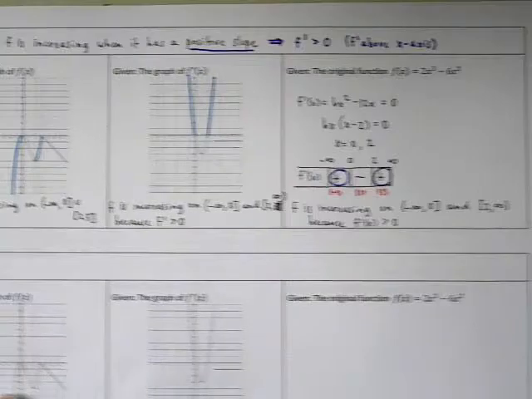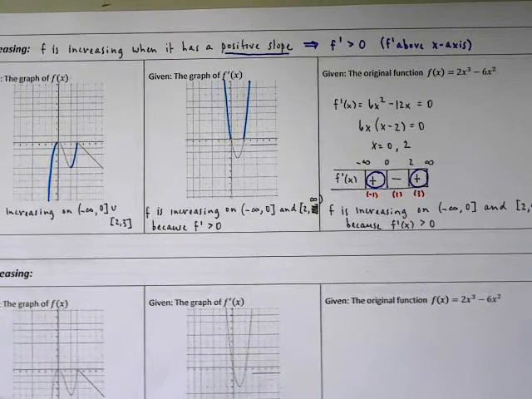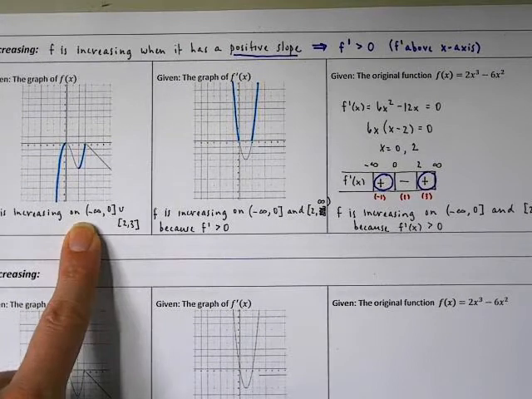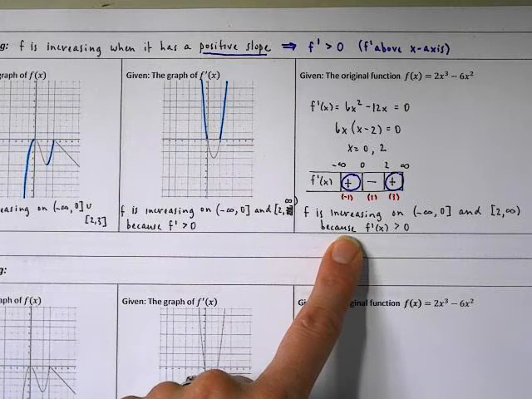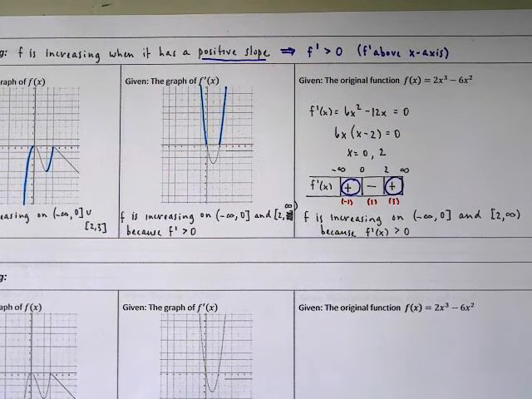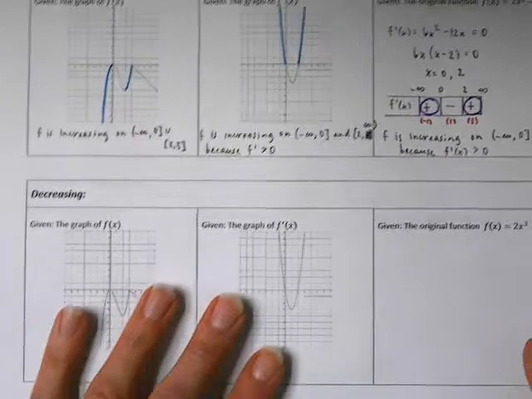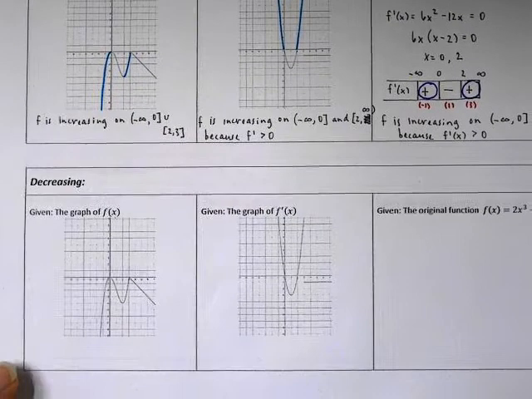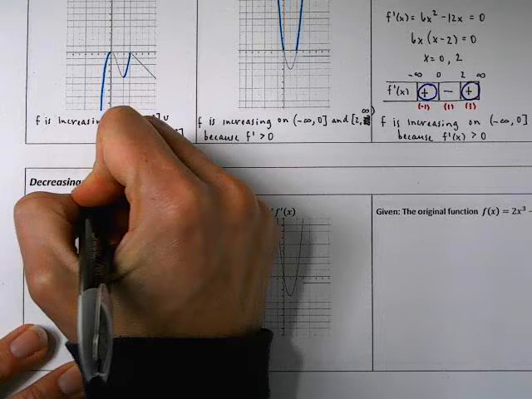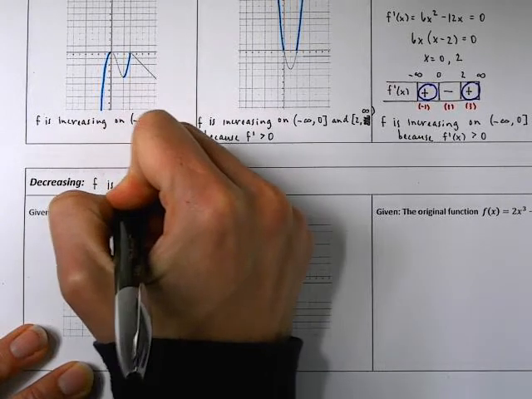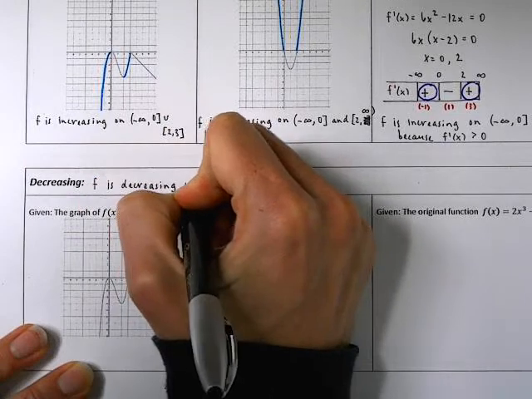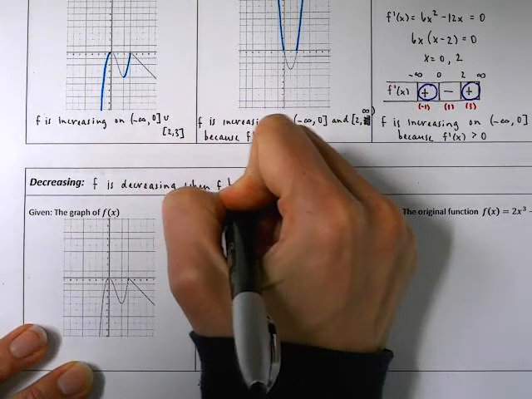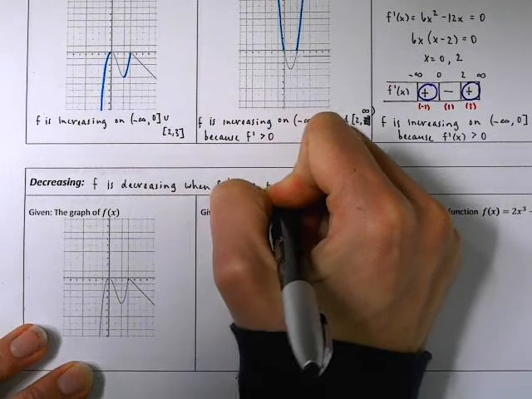But the big idea we want you to get here is being able to analyze the graph of f, how to find out information about f looking at the graph of f prime, and then how do we do that if we have a function. So we're going to take the same idea, but now we're going to talk about when we're decreasing. So we would say the function f is decreasing when f has a negative slope.